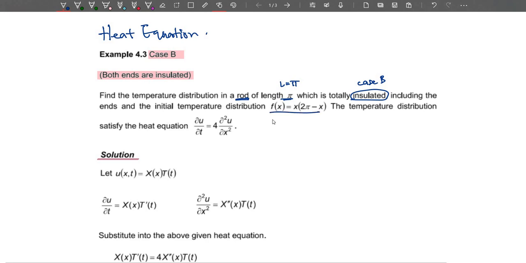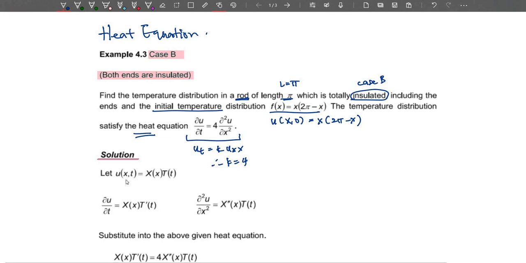So this one is actually u(x,0), because it is mentioned that the initial temperature u(x,0) equals x times (2 pi minus x), and the temperature distribution satisfies the heat equation. Here is the heat equation: u_t equals k u_xx. Therefore, k here is equal to 4. That's how you extract the info from the problem given to you.